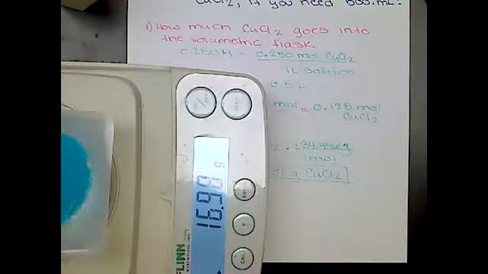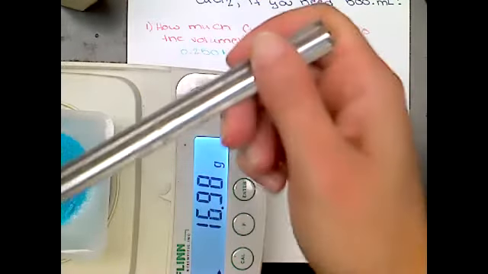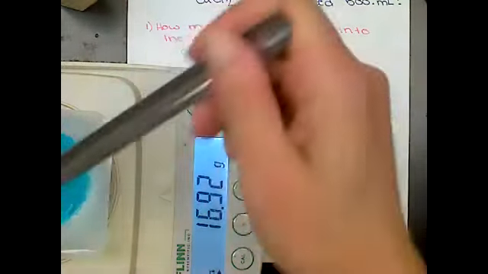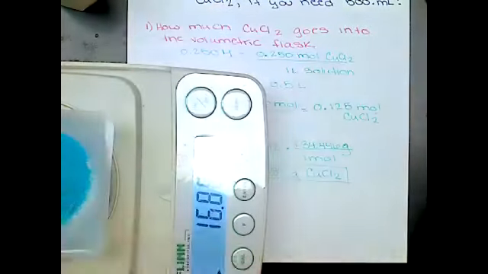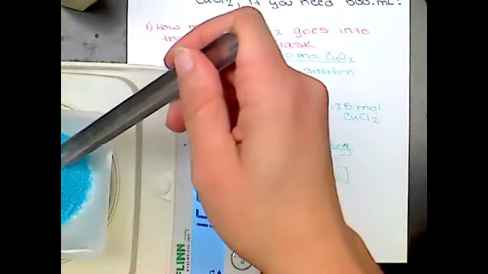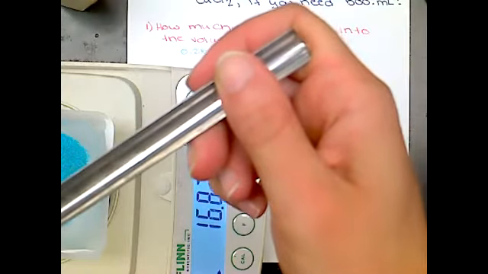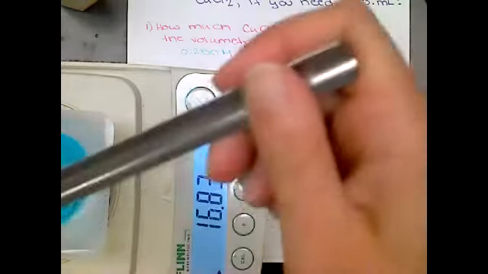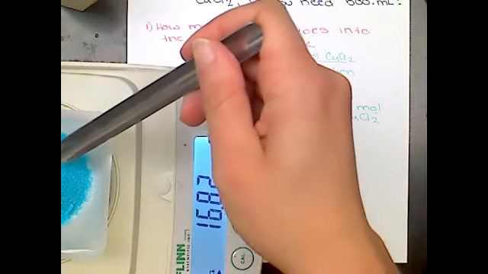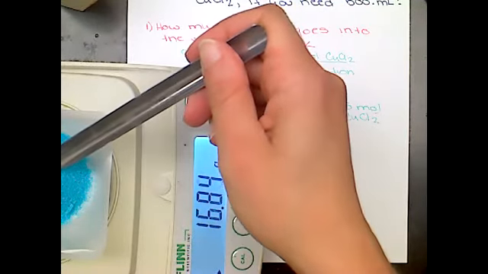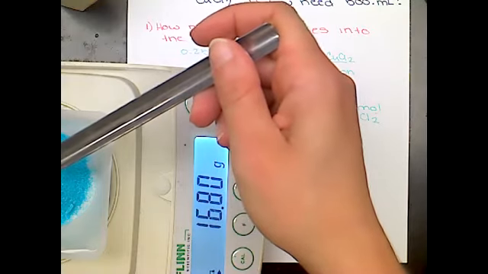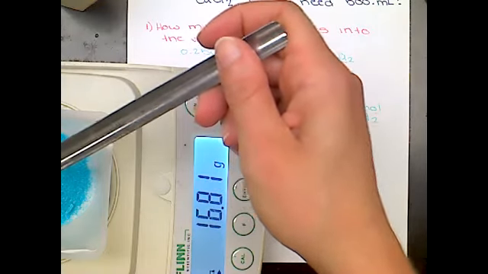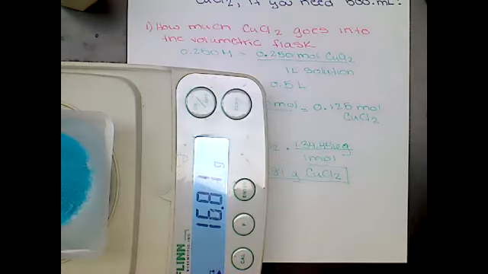Okay, I went over, so let's go ahead and take a little bit out. 9.2. Okay, just a little bit. Almost. There you go. Okay, so I got 16.81 exactly.